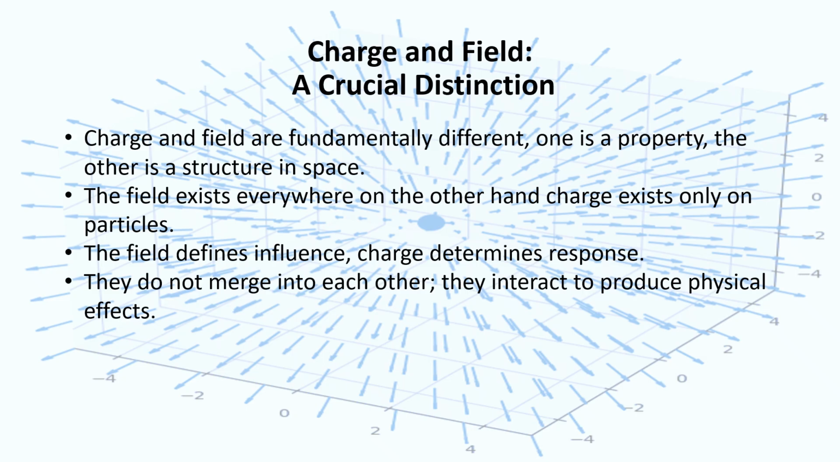And here is where things become even more interesting. Just as charge is quantized, coming in discrete packets, the electromagnetic field at a deeper level is also quantized. In the framework of quantum physics, the field is not perfectly smooth and continuous. Its energy is exchanged in tiny discrete units. These units are what we call photons, the fundamental quanta of the electromagnetic field.